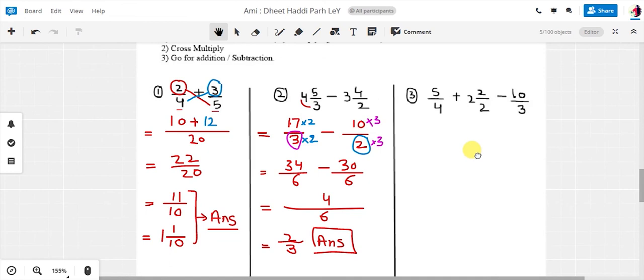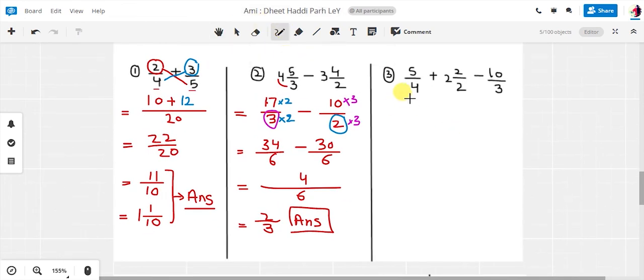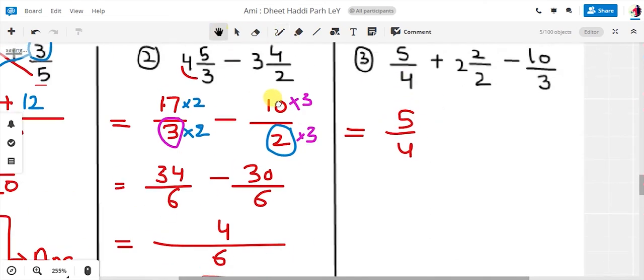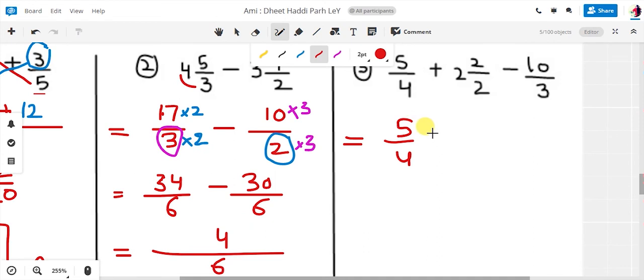Okay, moving on to the third question, which is 5 whole. First we are going to convert it into the standard form of a fraction. So this will give me 5 over 4, and this will be 2 times 2 is 4 plus 2 is 6, 6 over 2, and minus 10 over 3.